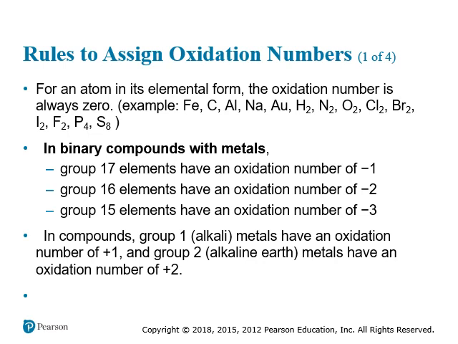Rule number 2 suggests that in binary compounds with metals, that means a binary compound, 2 elements, one of those elements being a metal, the other being one of the subsequent categories that we're about to speak on, a group 17 element is going to have an oxidation number of -1. So things like fluorine, chlorine, bromine, and iodine, when they are in binary compounds with metals, they have an oxidation number of -1.